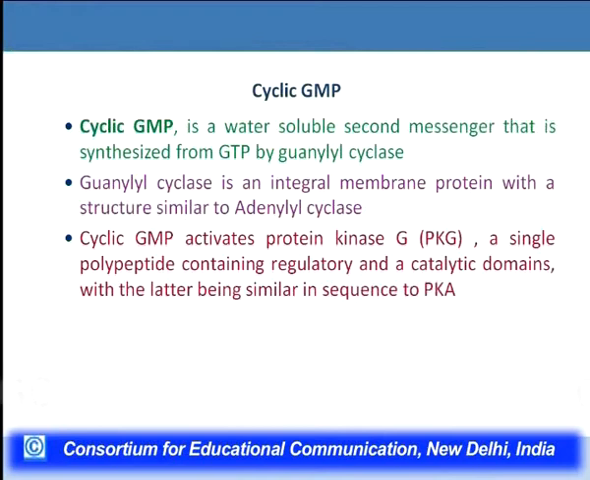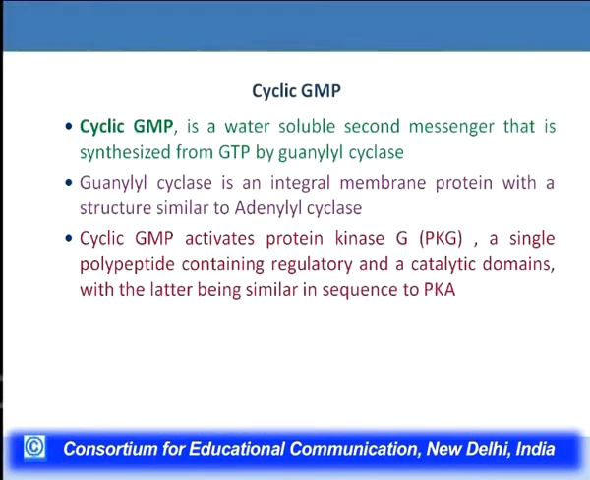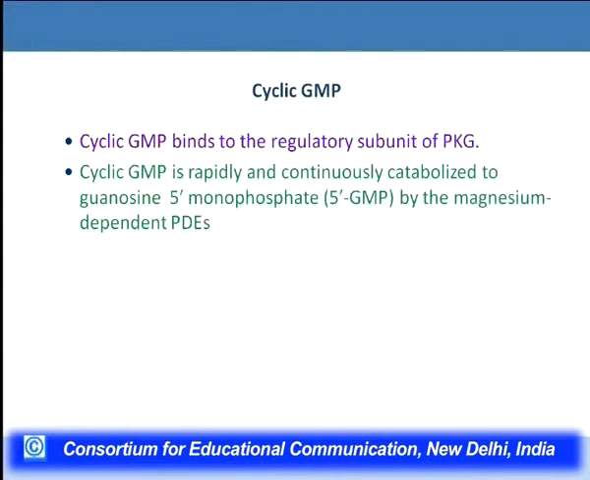Earlier we saw protein kinase A, PKA, was getting activated by cyclic AMP, and herein cyclic GMP is activating protein kinase G, which is a single polypeptide containing regulatory and catalytic domains. The catalytic domain of this particular enzyme, PKG, is similar to the catalytic domain of PKA, that is protein kinase A. The cyclic GMP binds to the regulatory subunit of PKG, and after formation, cyclic GMP is catabolized back to 5' GMP by magnesium dependent phosphodiesterases.